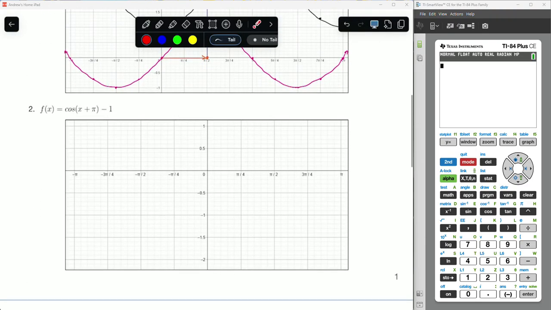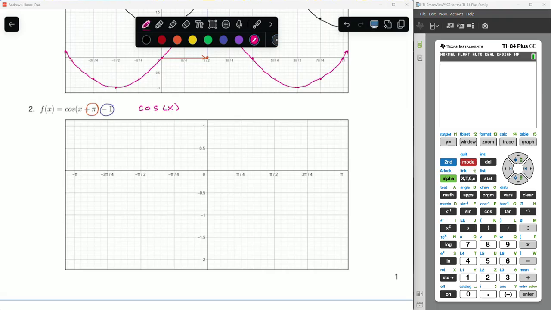All right, we're going to do the next one together, and then I'm going to have you try the backside on your own using technology. So the next one says cosine of x plus pi minus 1. So I'm going to do the same pattern. I'm going to use pink, and I'm going to graph the parent function cos x, and then I'm going to use orange for my horizontal translation, and blue for my vertical.